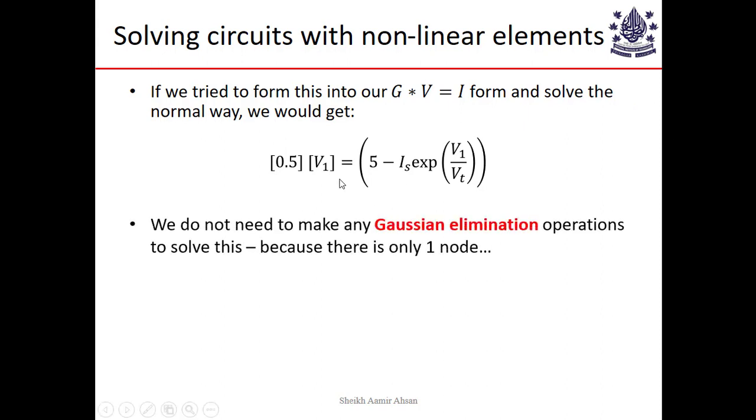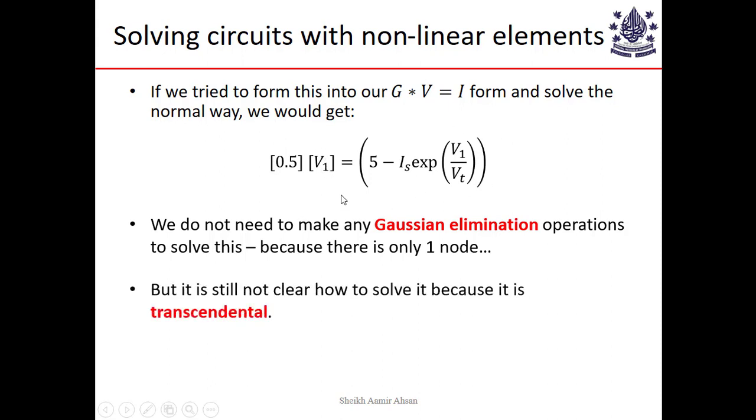In this case, since we only have a one cross one matrix, this is a very simple one, so we don't need to go through Gaussian elimination as we discussed in the previous cases where the matrix was 3 cross 3, and we used Gaussian elimination to find the voltages at different nodes. Here we have a single node, so we don't need Gaussian elimination, we just need to find the value of V1. But V1 cannot be found directly because this equation is transcendental.